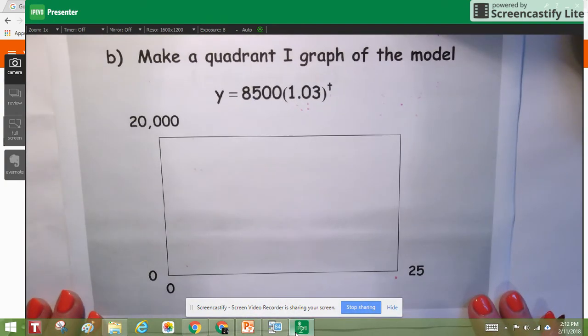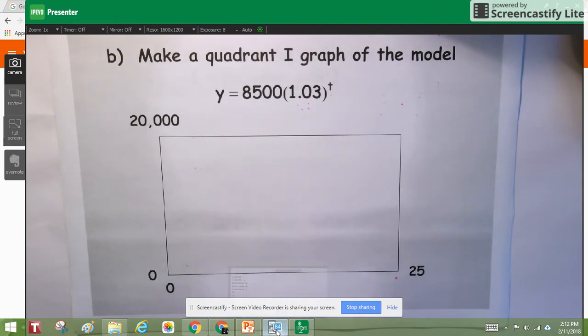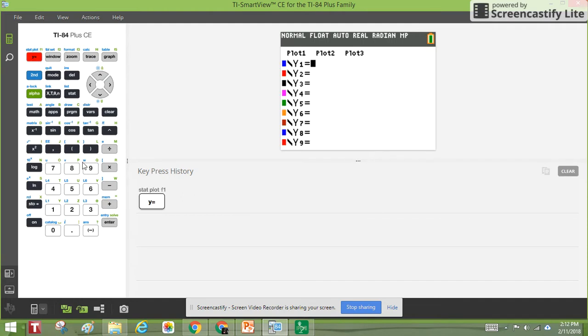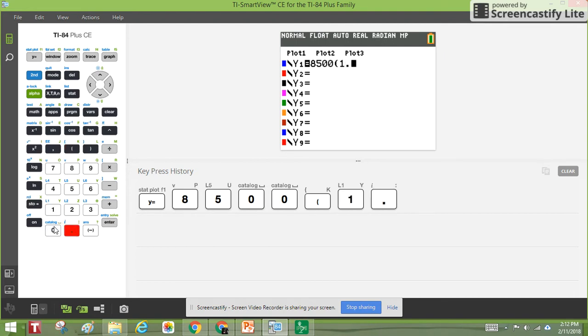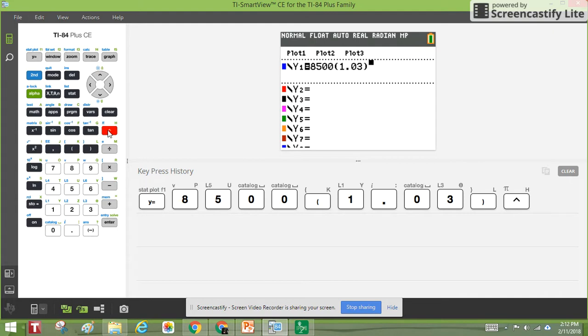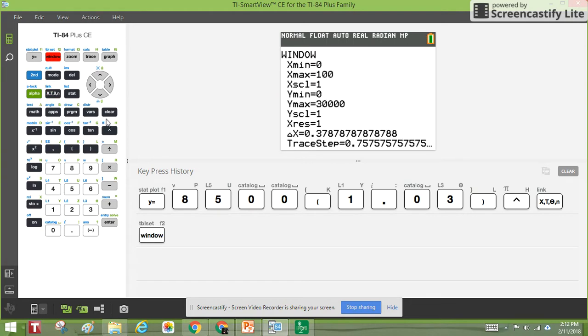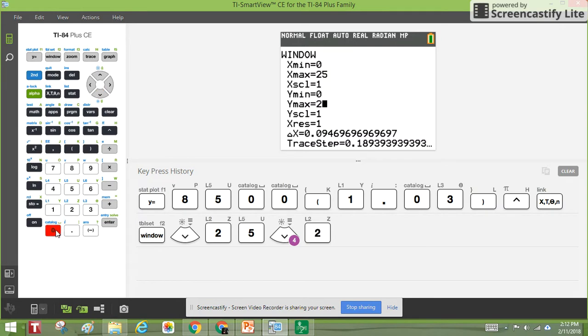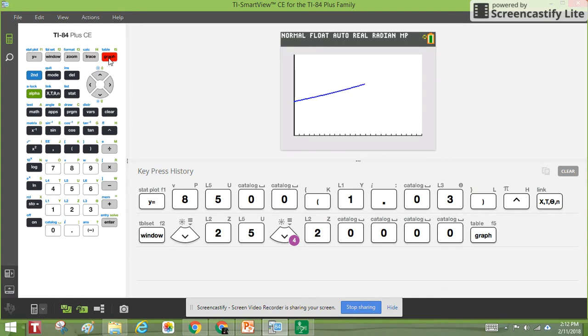If we wanted to make a graph of this model, we would just go to our calculator and put our equation into our y editor. We would say 8,500 times 1.03, and now we're going to raise that to x. Instead of using t, I'll use x. And now I'm going to have to set my window. I'm going to set my window from 0 to, I'll say about 25. And my y's, I'll go to about 20,000. And if I hit graph, you can see here, this is what our equation would look like. Remember, if you're going to be putting that equation on paper, you need to label both your x and your y axis.